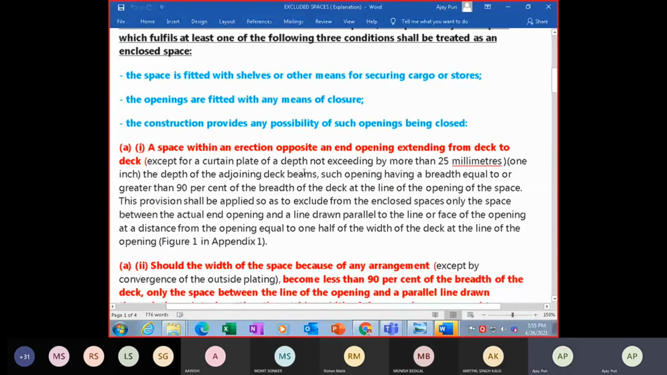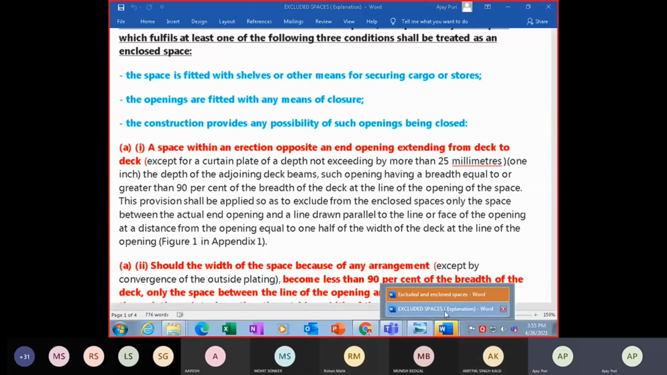So number one was a space within an erection opposite an end opening extending from deck to deck, except for the curtain plate of a depth not exceeding by more than 25 mm the depth of the adjoining deck beam, such an opening having breadth equal to or greater than 90% of the breadth. This one I'll show you again.